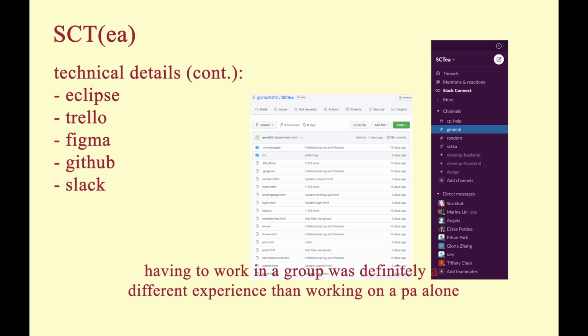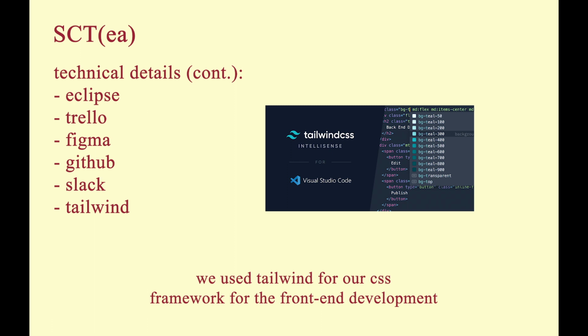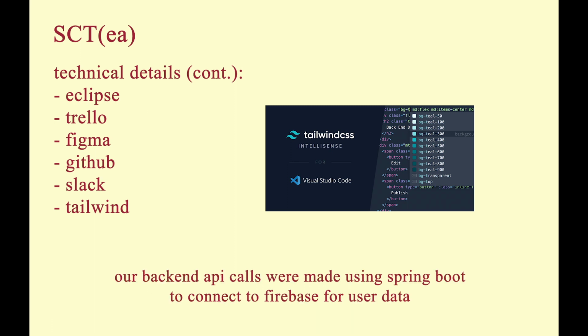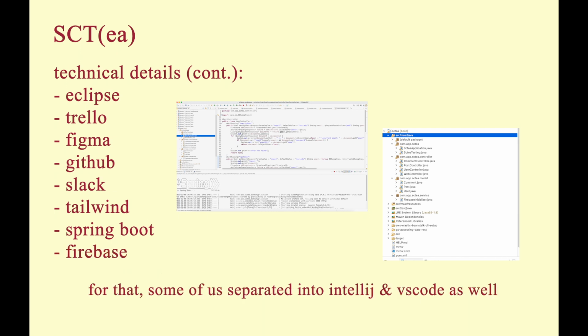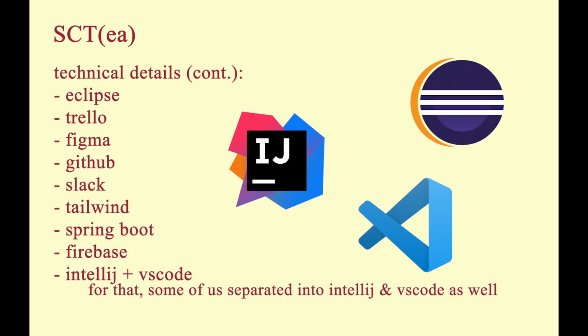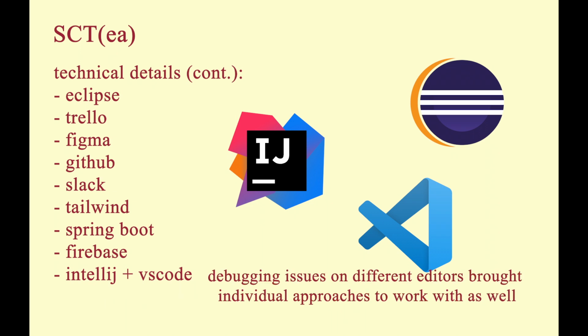Having to work in a group was definitely a different experience than working on a PA alone. We used Tailwind for our CSS framework for the front-end development. Our backend API calls were made using Spring Boot to connect to Firebase for user data. For that, some of us separated into IntelliJ and VS Code as well. Bugging issues and different editors brought individual approaches to work with as well.